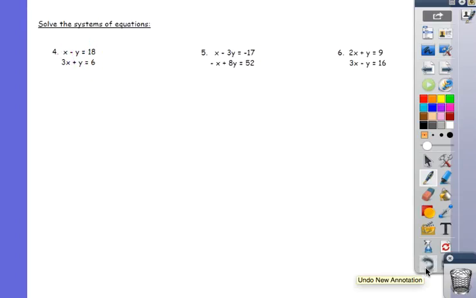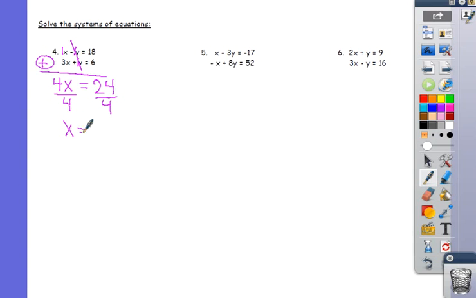All right, so when we're doing that, this is 1x, okay, and 3x. This is negative 1y and positive 1y. So if we add these 2 equations together, going straight down, 1x plus 3x would be 4x. Negative 1y plus 1y is going to be 0 equals, and 18 plus 6 is going to be 24. Now we solve that by dividing by 4, and that's how we get x equals 6.